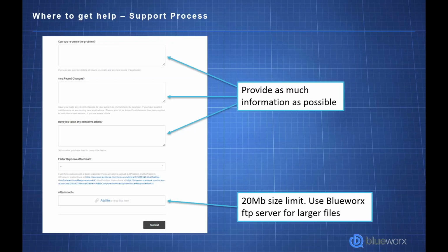The last item of note here is attachments. Zendesk, which is the product that we use, has a 20 megabyte limit on the size of the file attachments. You'll get a warning if you attempt to attach a file that's too large. So you need to be aware of that limitation within Zendesk. However, we have a solution for that, which I'll detail a bit later on. We have a separate FTP server available for larger files.